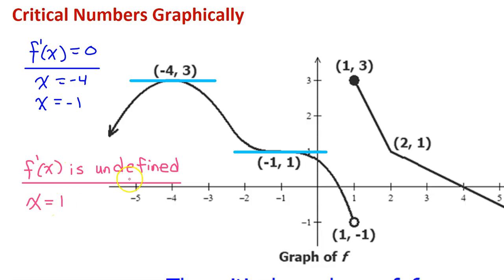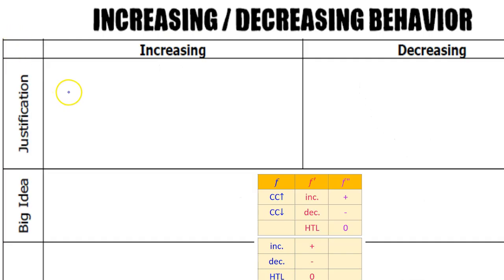F prime will be undefined at x equals 1 because f of x has a discontinuity at x equals 1. But f prime will also be undefined at x equals 2 because f has a corner at x equals 2. So these are the four critical numbers of f. But how do you identify intervals of increasing and decreasing if you're not given a graph and you're only given an equation? Before we get to that, let me show you how to write your justification for why f of x is increasing or decreasing.